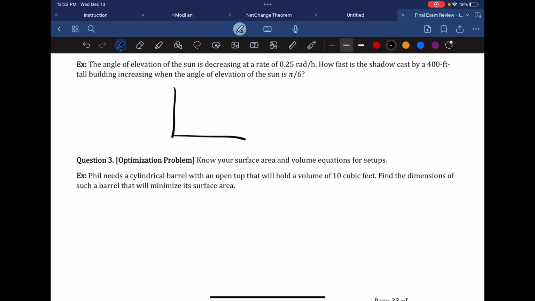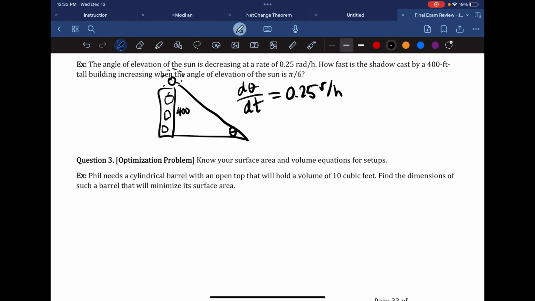But it's going to look like this. So this is our theta, then the sun is up here, and the building is here. And so we said the building is 400 feet tall, and d theta dt is 0.25 radians per hour. And at the specific moment, theta is pi over 6.